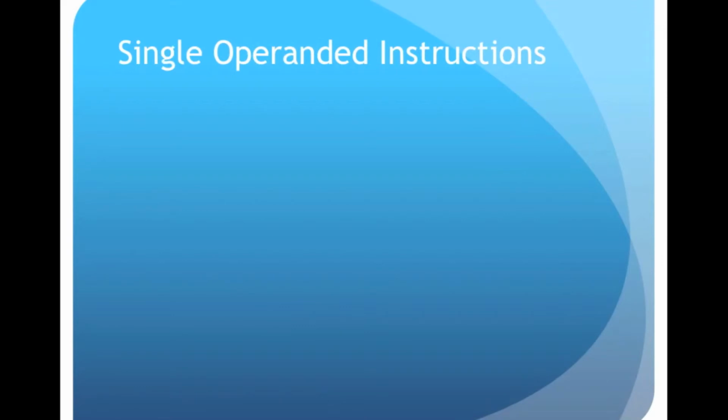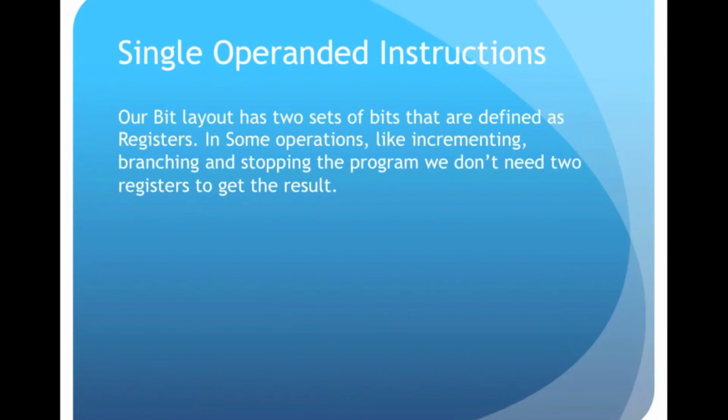Alright, now that we've finished that, we can move back to single operanded instructions. In our bit layout, there are two sets of bits defined for the registers: one for the A input and one for the B input. Your A input is one input of your addition, and your B input is the other. So if register 0 contained 3, and register 1 contained 2, and you did register 0 plus register 1, that would be 3 plus 2.